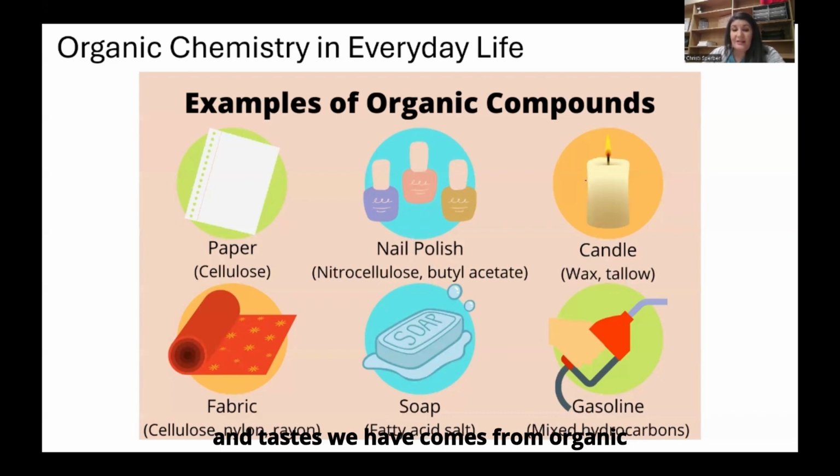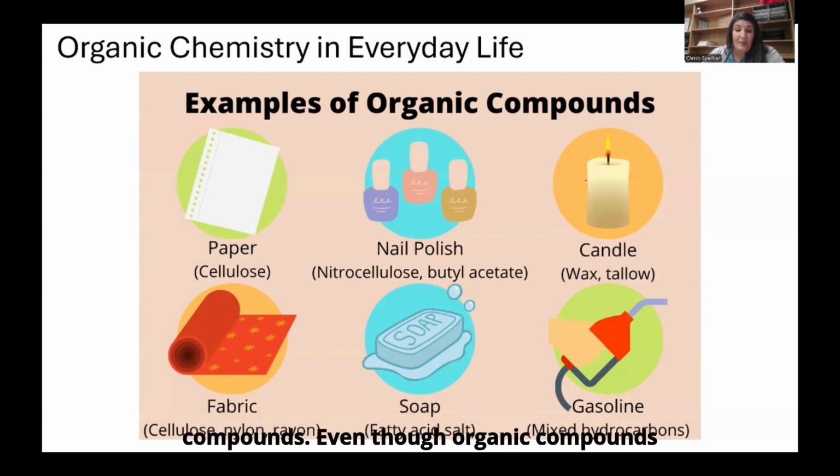Different smells and tastes we have come from organic compounds, such as fruits, fish, and mint. Different medications like aspirin, Tylenol, decongestants, sedatives, insulin, and addictive substances like caffeine, nicotine, alcohol, and narcotics. Hormones and neurotransmitters are organic compounds, such as adrenaline, dopamine, serotonin. Food: carbohydrates, proteins, fats, and vitamins. And genetics, so your DNA and RNA are also organic compounds.